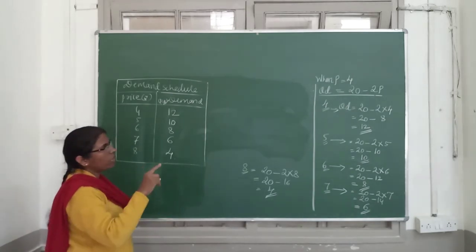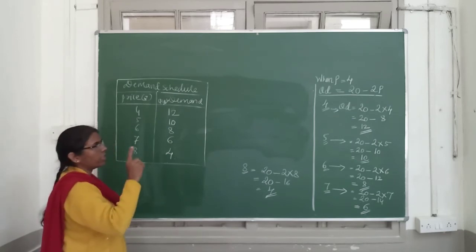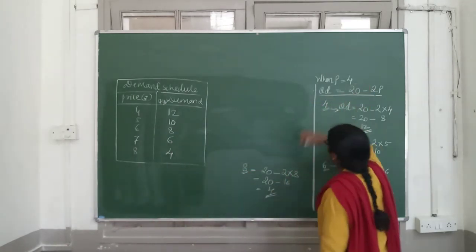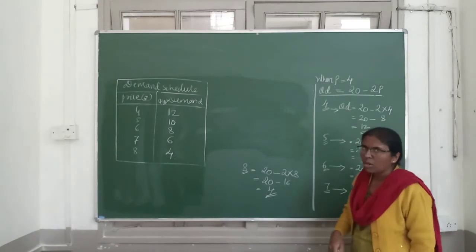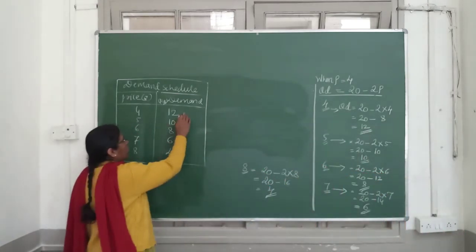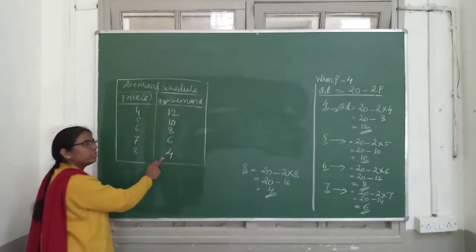So the slope is always calculated with the help of -2, as I have said. Right? Quantity demanded is equal to 20 minus 2p. I have told you that when the price rises by 1, the demand falls by 2. Right? So when it increases by 1, it decreases by 2.